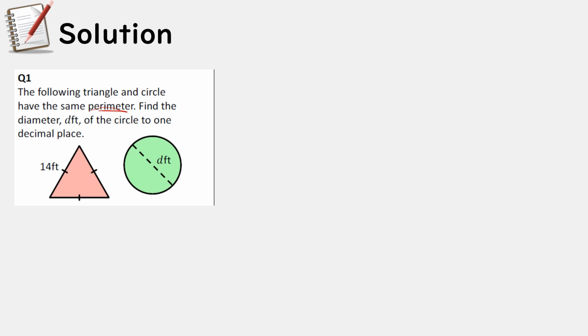Okay, so it's saying that the perimeter of the triangle is the same as the perimeter of the circle. So first of all, I'm going to find out the perimeter of each of them, and hopefully that will give us a clue on how to find the diameter, this bit here. Okay, let's remind ourselves that perimeter, remember, is all the way around the outside. So let's first of all do that for the triangle.